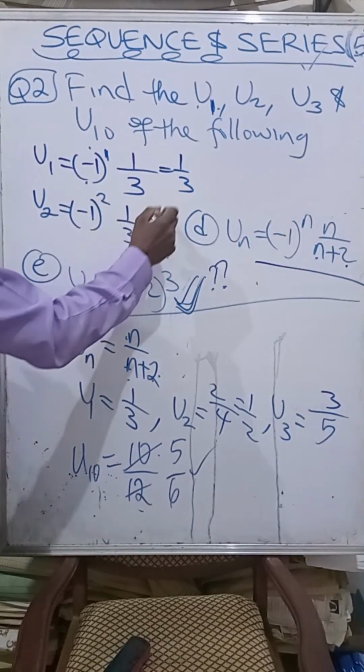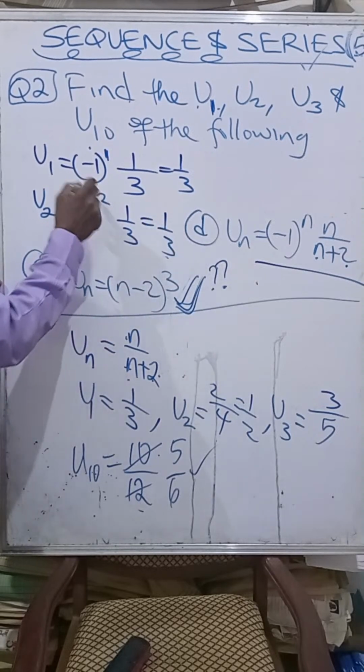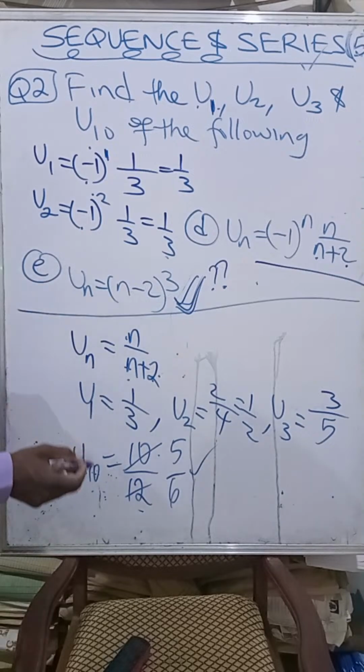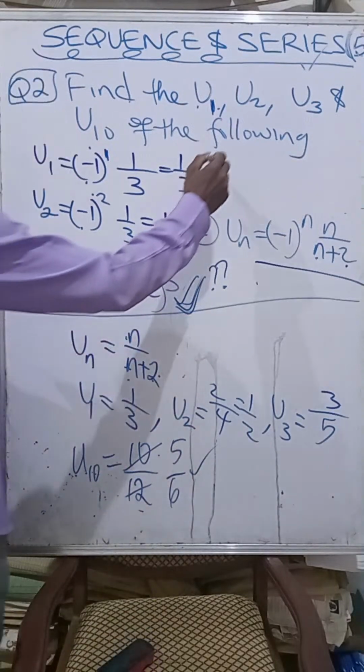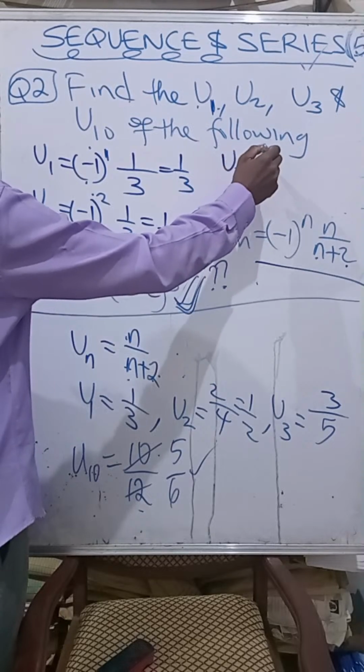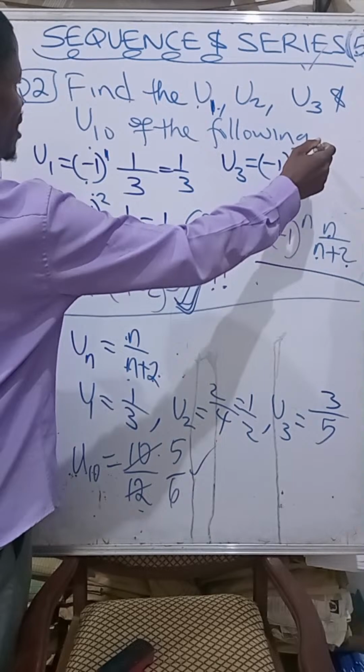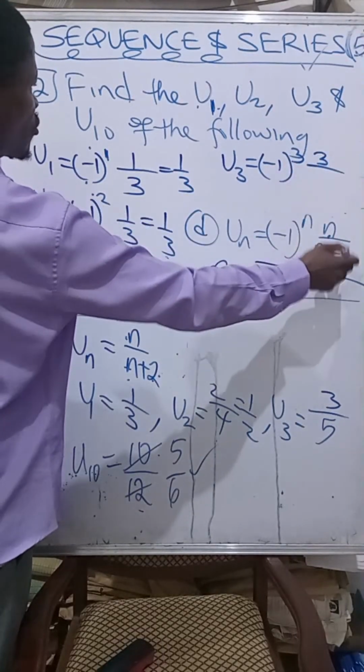Okay, and this is what? 1 over 3, because minus 1 squared, that's 1. So times 1 over 3. Okay, and then u3 will be equal to what? Minus 1 to the power 3. And then your n is what? Your n is 3 over 3 plus 2, that's 5.